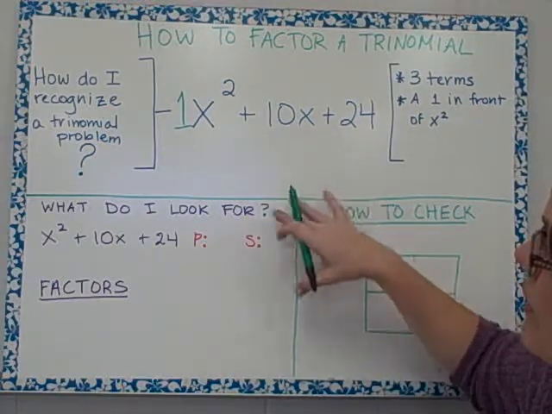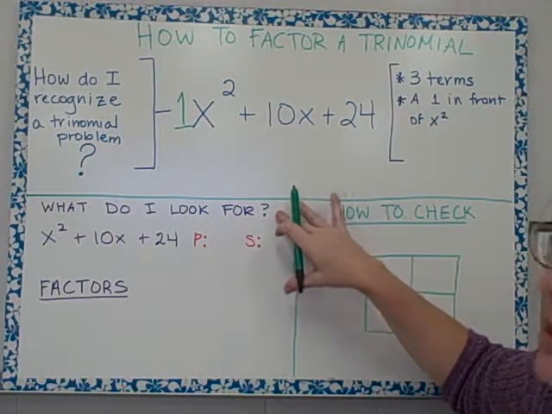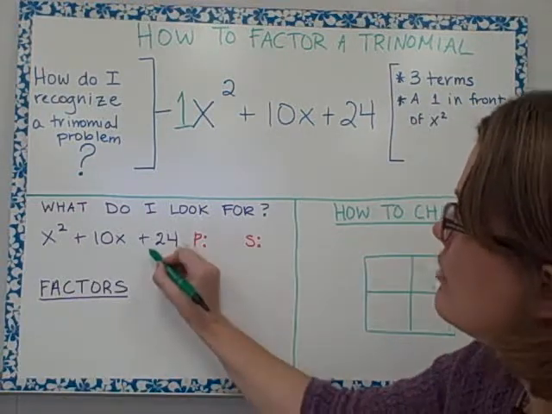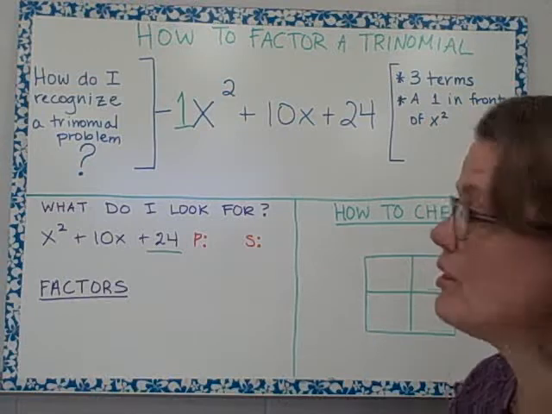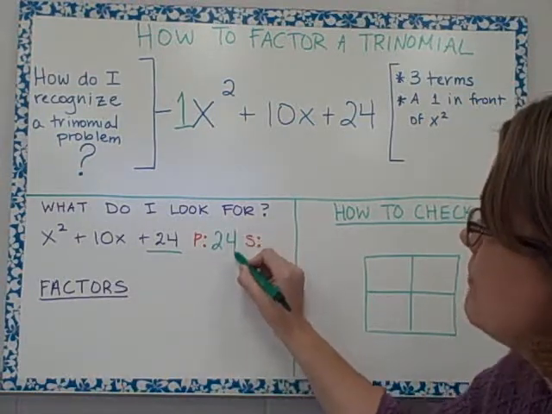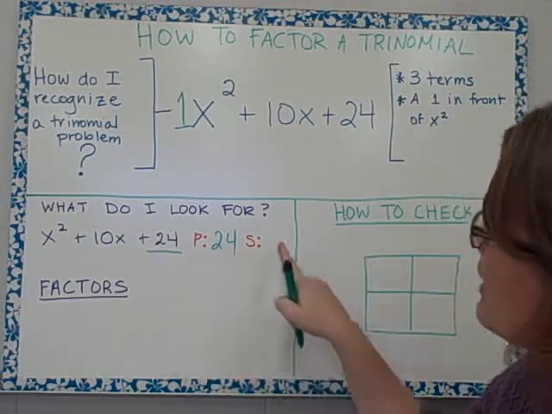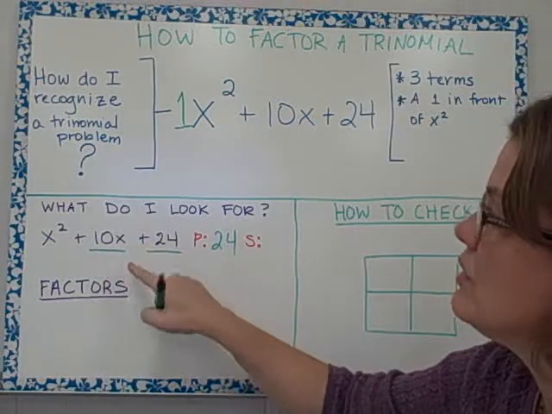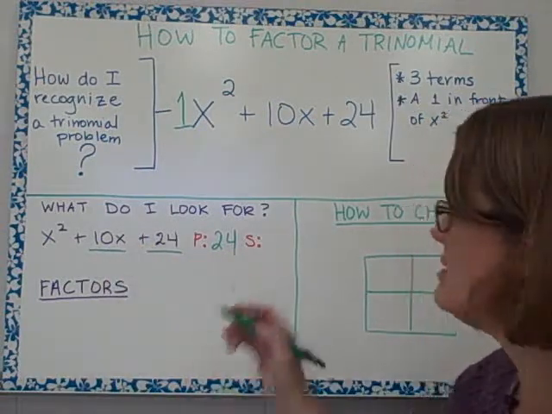What do I look for when I go to factor a trinomial? Well, there are two things that are important. The first is the product. The product is always the last number that is a constant. It has no x value. So in this problem, the product is 24. And then we look for the sum. The sum is the middle term, the one that goes with the x, and in this case, it's 10.